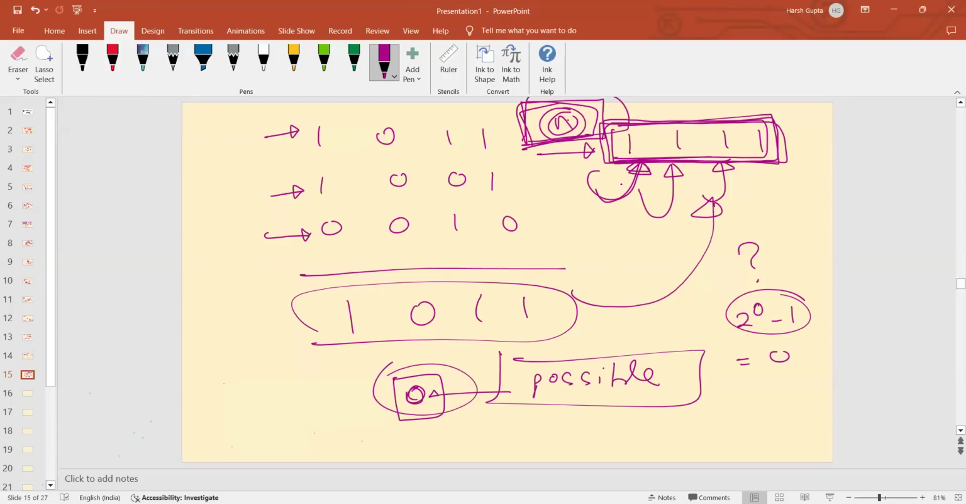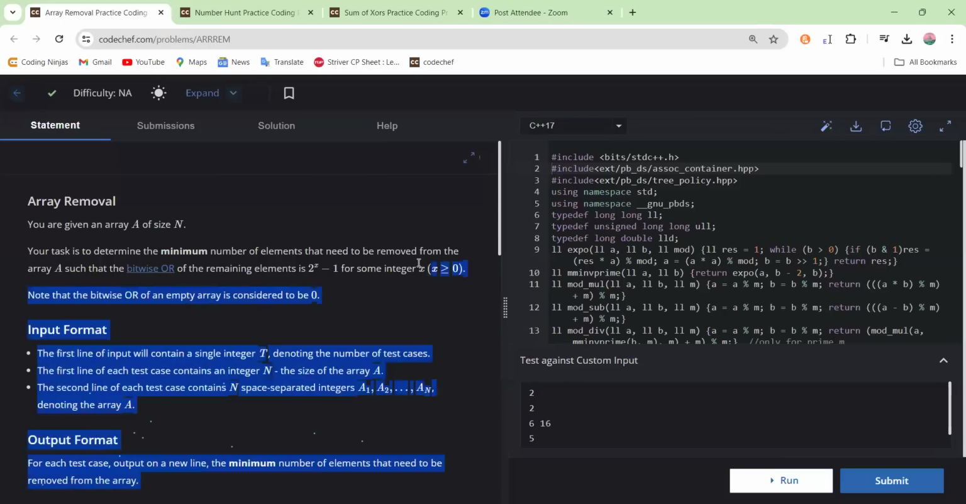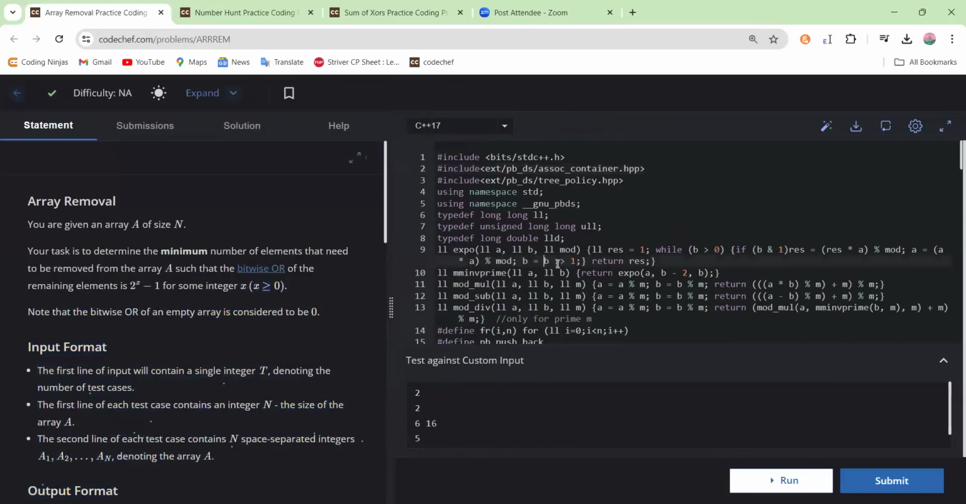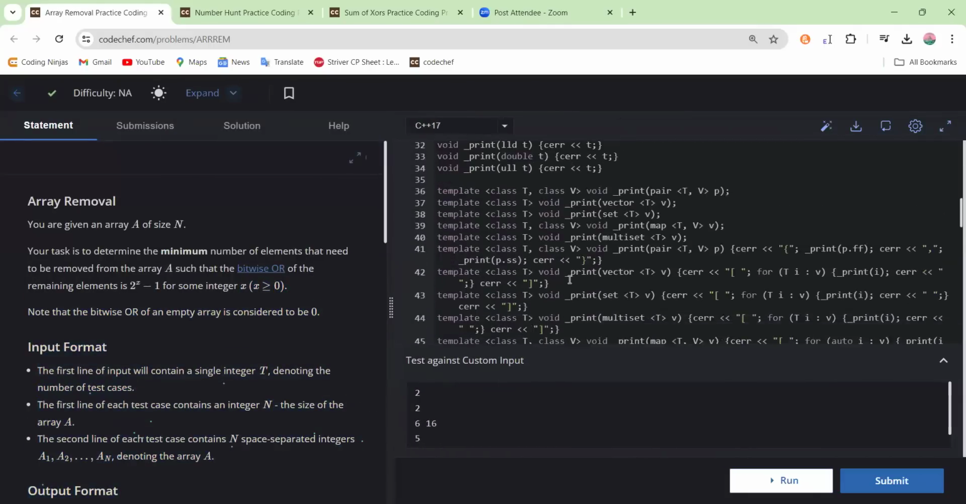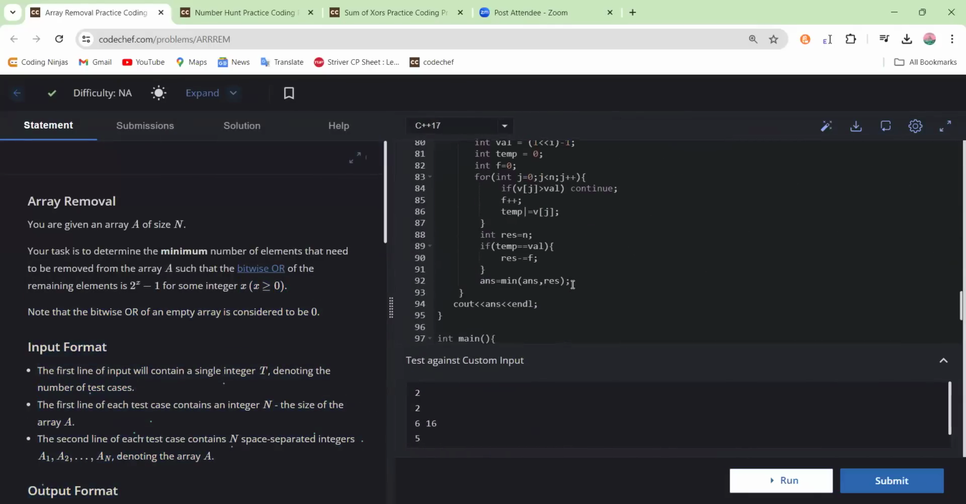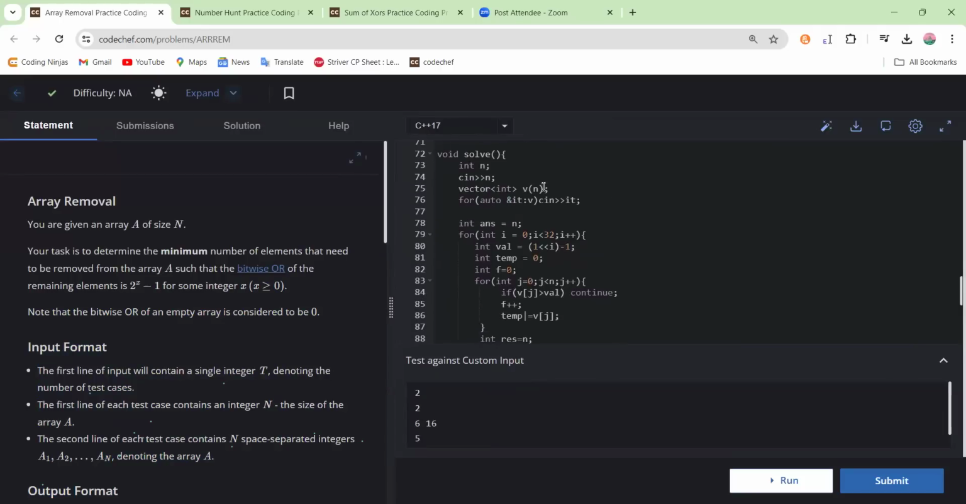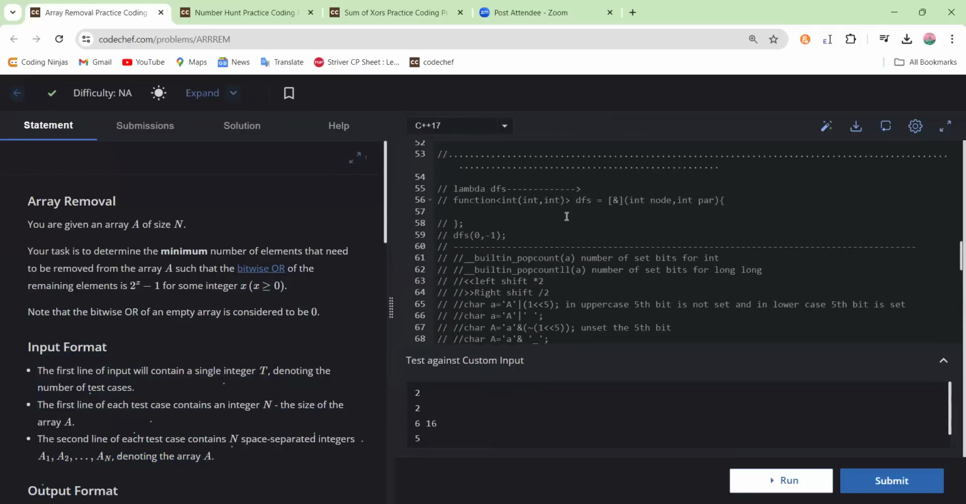So should we move on to the code? Any doubt? Let's understand the code and then we can take the doubts. Okay. Wait a minute. Yeah. So first of all, it's actually a template. It's not extra code.